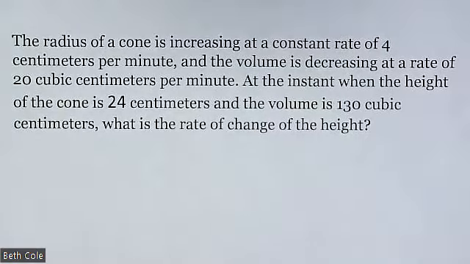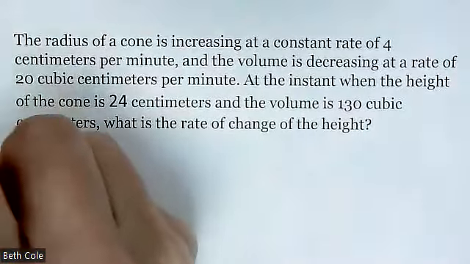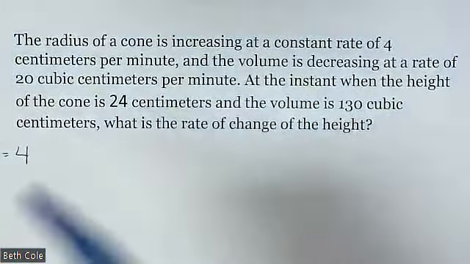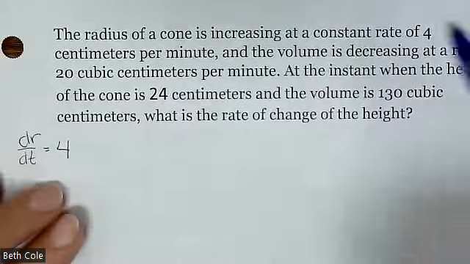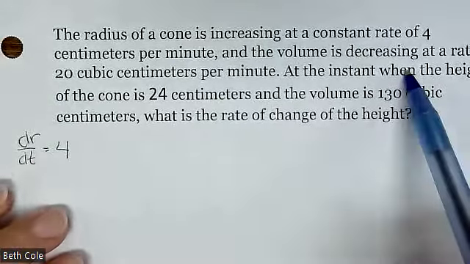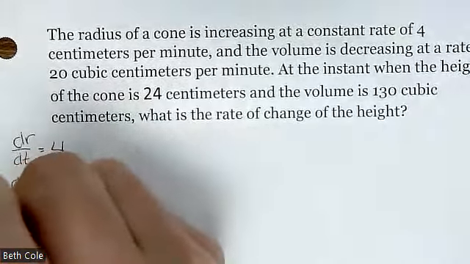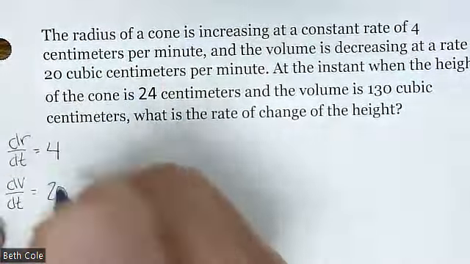So this says the radius of a cone is increasing. So that's dr/dt. It's going to be positive since it says increasing. And I'm not really going to worry about units for this because on Delta Math, it puts them for you anyway. So I'm just going to go ahead and put 4. So dr/dt is 4. Volume is decreasing, so dV/dt is going to be negative 20.